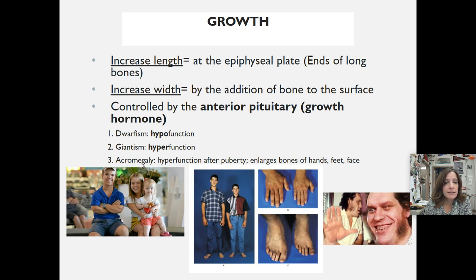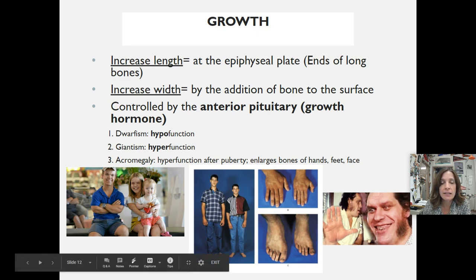And then this is a disorder where you have hyperfunction after puberty. So, right, you're growing until you are done with puberty. Well, this disorder causes you to grow after puberty, and so you put bone on top, and so you get big, thick bones. And Andre the Giant was an example of somebody who had this disorder.